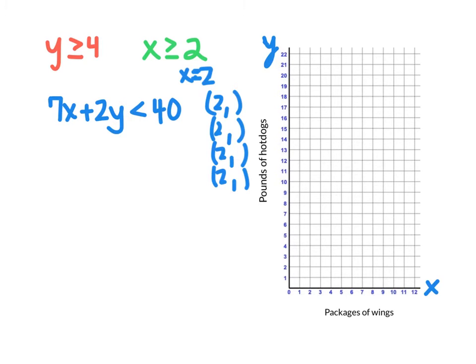Now, before I draw my line, I want to think to myself, is this going to be dotted or solid? Well, it's going to be solid because it's got the equal sign. So I'm going to draw a line through x equals 2. Okay, here it goes. I cannot go into the negative, so I'm just going to stop it right there. So I have that line already.